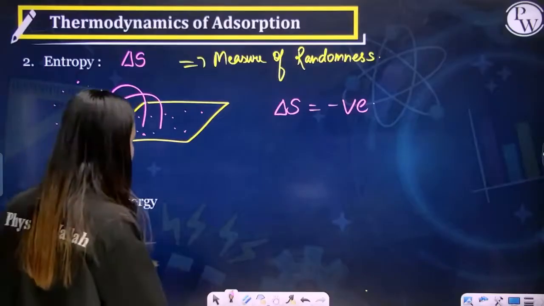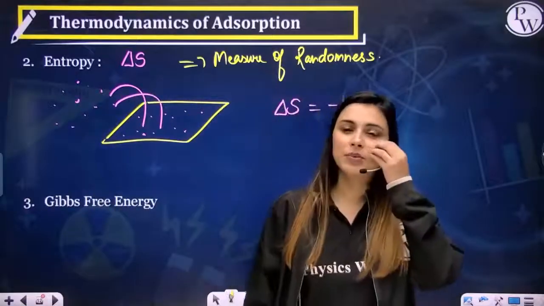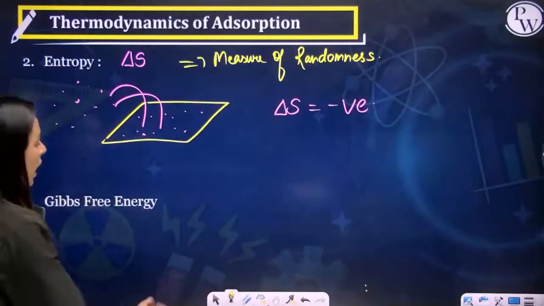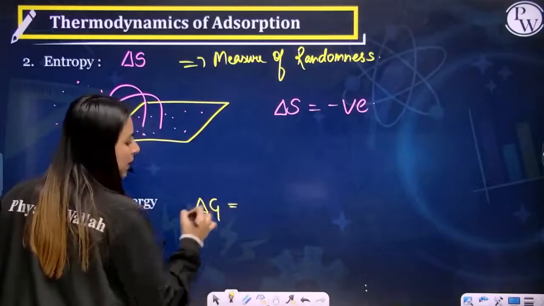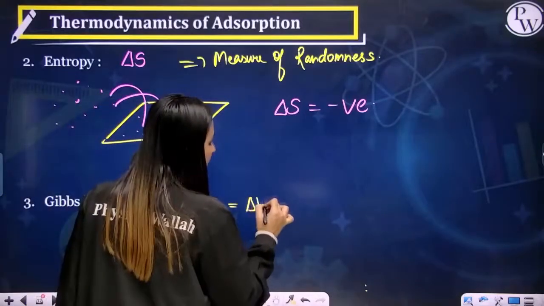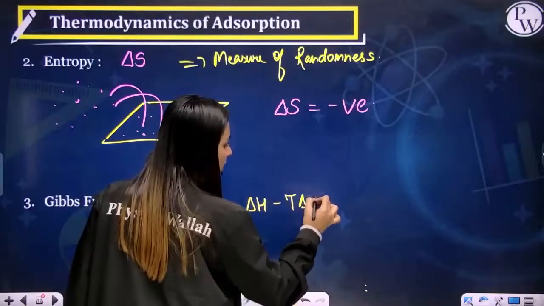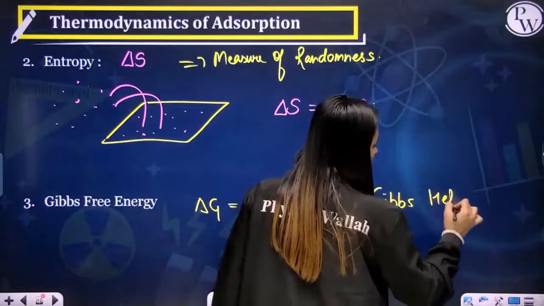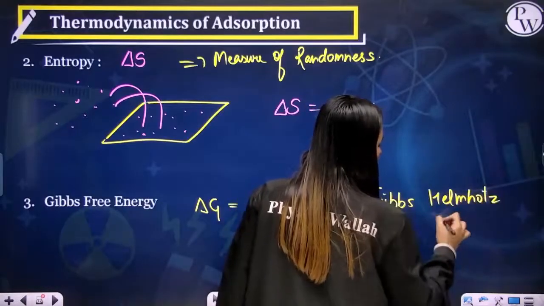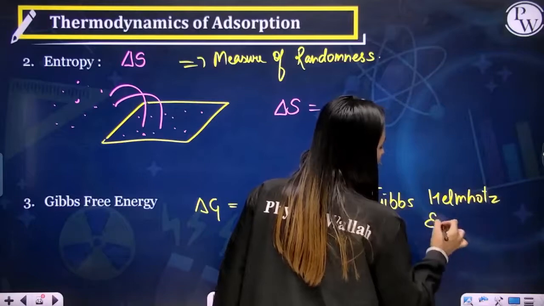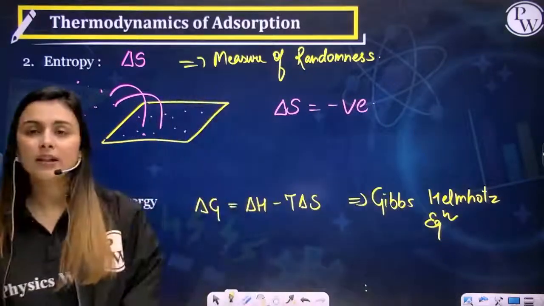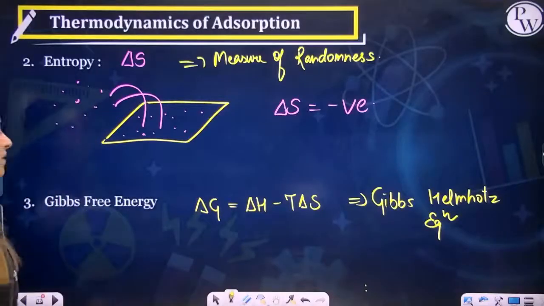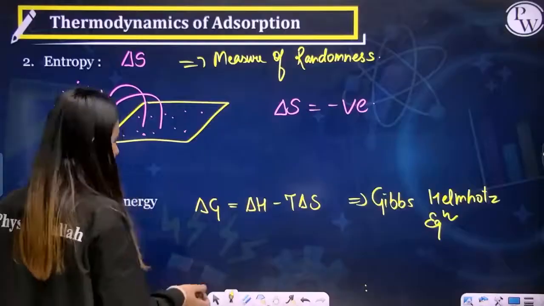Now let's talk about the Gibbs free energy change. We know the enthalpy change. We know the entropy change. Now you know how to get the Gibbs free energy change. There is an equation, delta G is equal to delta H minus T delta S, and the name of this equation is the Gibbs-Helmholtz equation. This equation gives you the relation between Gibbs free energy change, enthalpy and entropy, which we have discussed till now. This is how you get the Gibbs energy change.